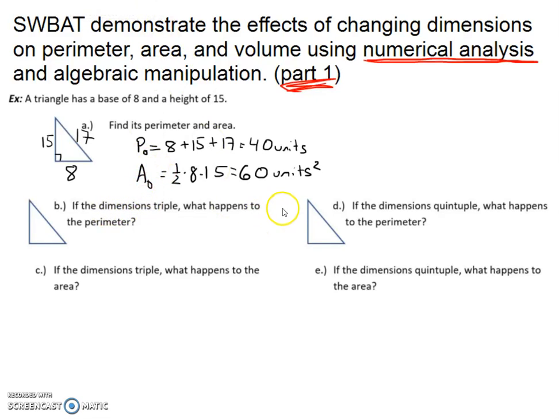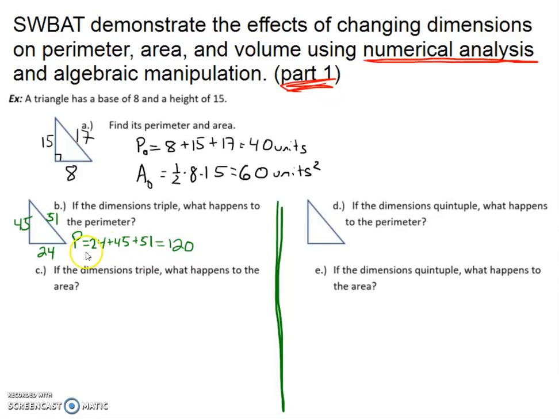Parts B and C ask what happens to this perimeter and area if the dimensions triple. So I gave you a little triangle just to think about it. If the dimensions triple, each of these would be multiplied by 3. So that would give us 24, 45, and 51. So the new perimeter, this time I'm just going to use P, is equal to 24 plus 45 plus 51. And if you add all these together, you get 120.